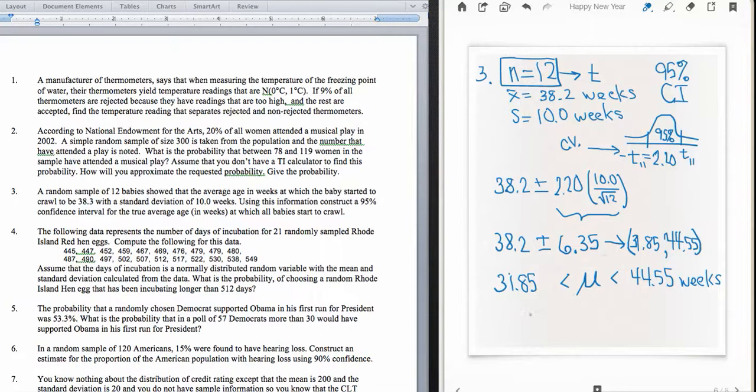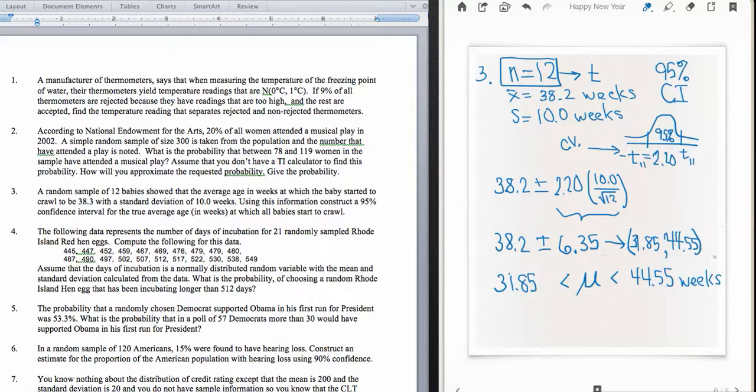Now, the interpretation of this is with 95% confidence, we feel that the true population average number of weeks at which a baby starts to crawl is 31.85 to 44.55 weeks.